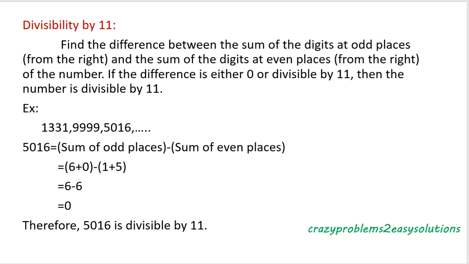For example, consider 5016. In the odd places, 6 and 0 are there, and in the even places 1 and 5 are there. Now add these numbers, 6 plus 0 and 1 plus 5. The value 6 minus 6 equals 0. If it is divisible by 11, the difference is either 0 or a multiple of 11. So we are getting 0, therefore 5016 is divisible by 11.